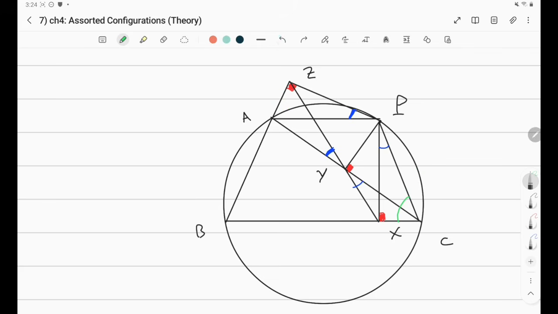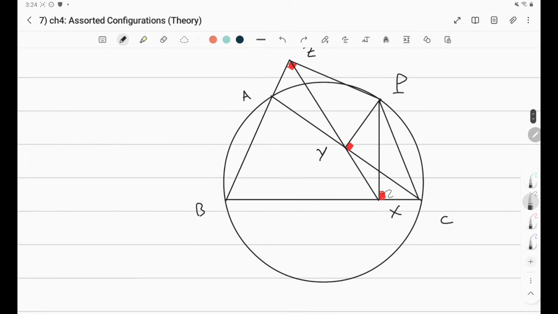Now we want to move on, because that's not really the thing we're interested in right now. Right now what we want to do is the following. We want to extend this one here. Extend this one. Okay, let's just move it a bit here. Okay, let's say this point here is K. So we just extended PX till it hits the circle.